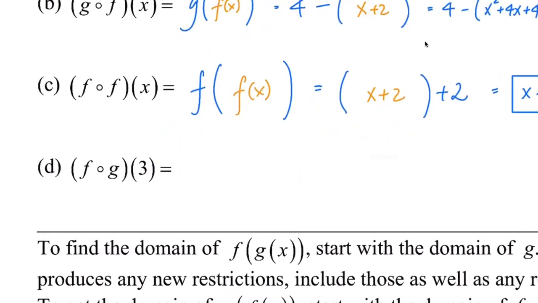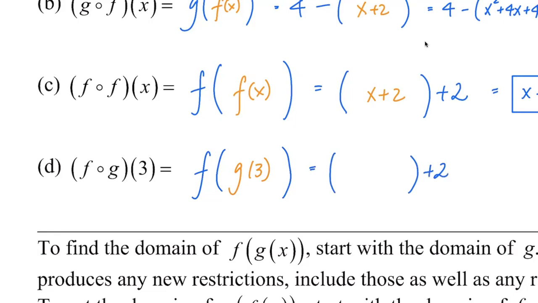And what about part D? Well, in this case, we don't see an x anymore. We see a 3 in the place of x. Well, guess what? 3 is the new x. So f of g of 3, just like this. We say, all right, let's go ahead. So f is x plus 2. So we put a gigantic parentheses right here, and we are going to stuff something in.